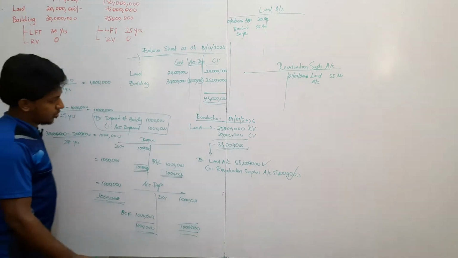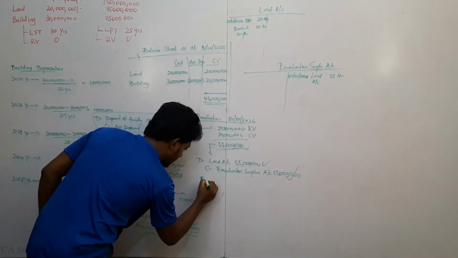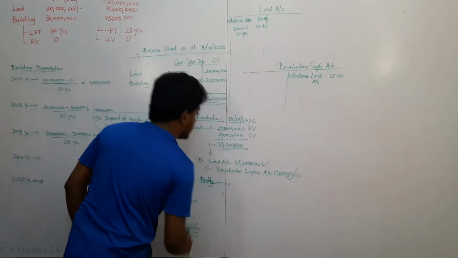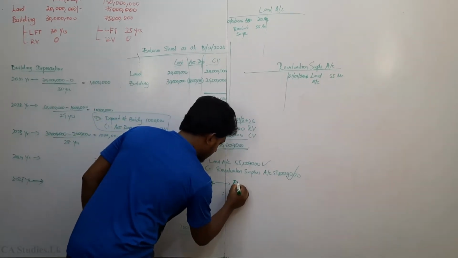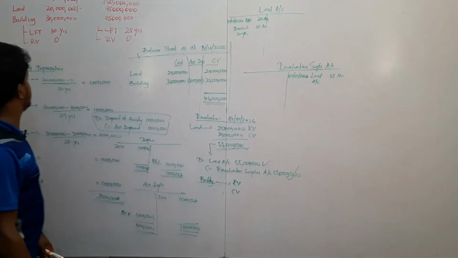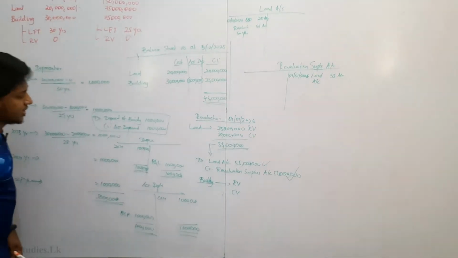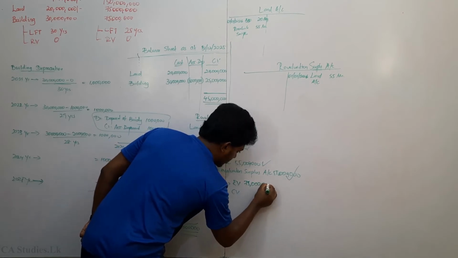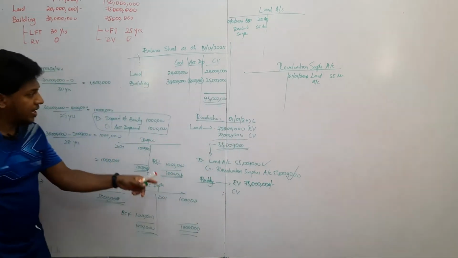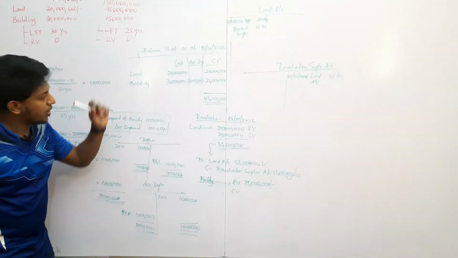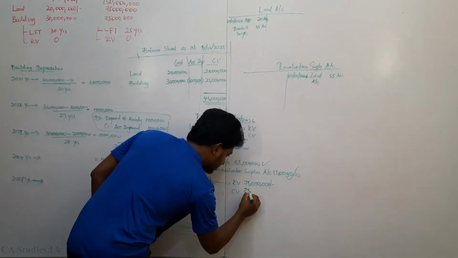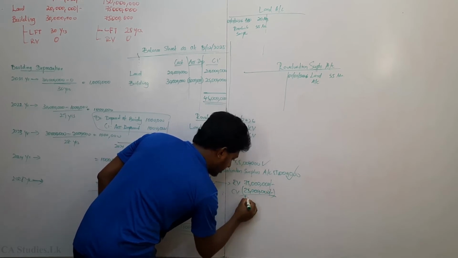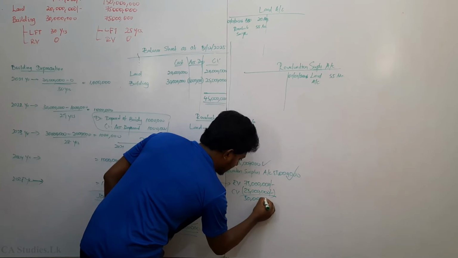Now the building is also revalued. Let's take the building. The revaluation is 75 million and the carrying value is 25 million. So the revaluation surplus is 50 million. Now pass the double entry.